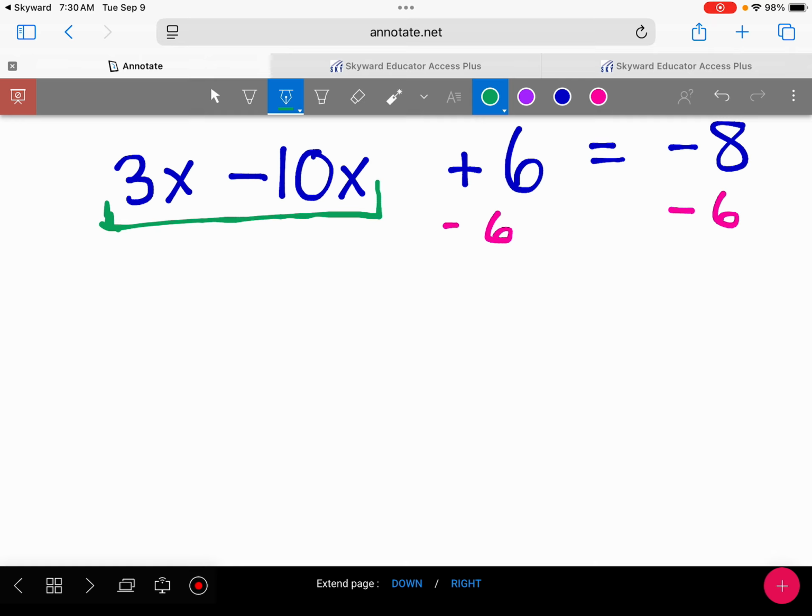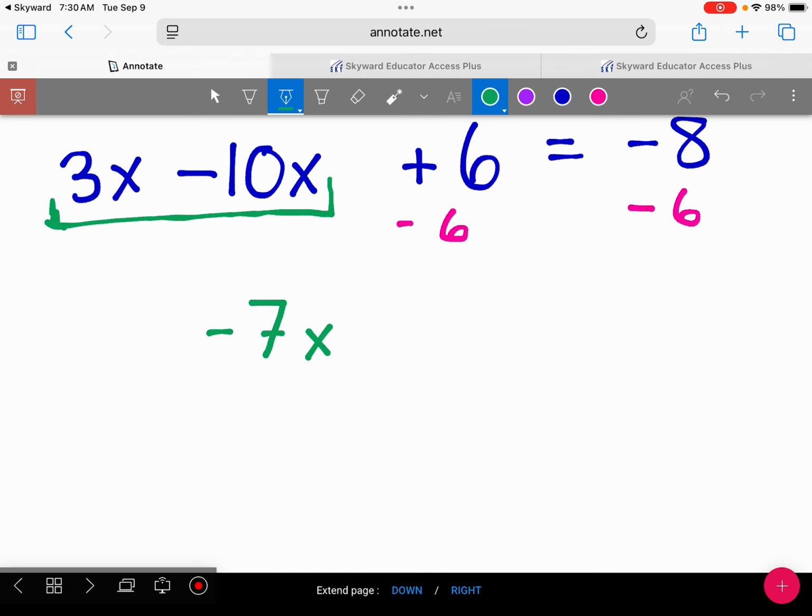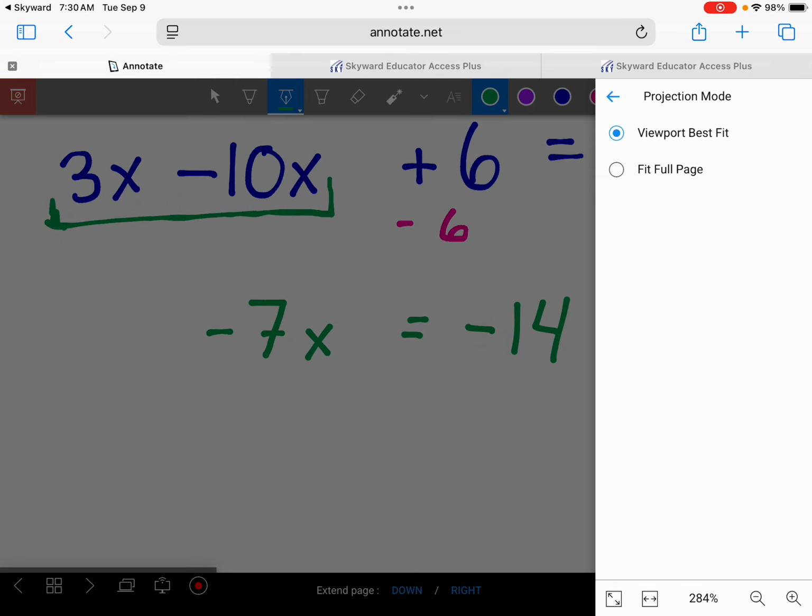What is 3x minus 10x? It's going to be a negative 7x. And you can do that in the calculator, 3 minus 10. You just can't put the x in. And then if we add that 6 to both sides, minus 8 plus 6 gives us a minus 2. I'll put it back on the whole page.